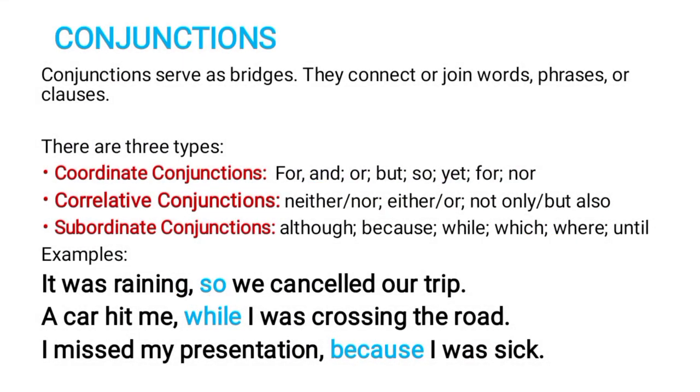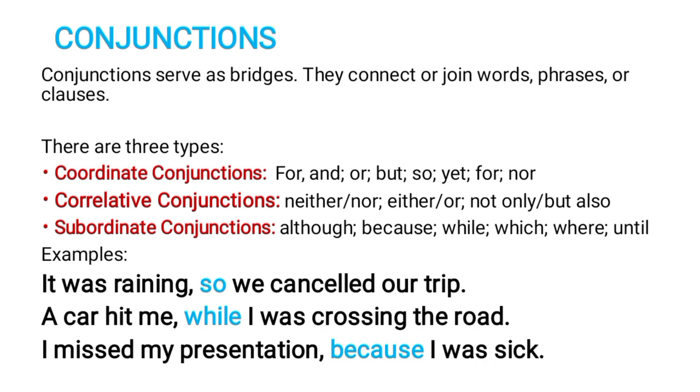Conjunctions. Conjunctions serve as bridges. They connect or join words, phrases, or clauses. The three basic types of conjunctions are coordinate conjunctions, correlative conjunctions, and subordinate conjunctions. I have covered a lesson on coordinate, subordinate, and correlative conjunctions, and I will be adding the link here. Please check the description.